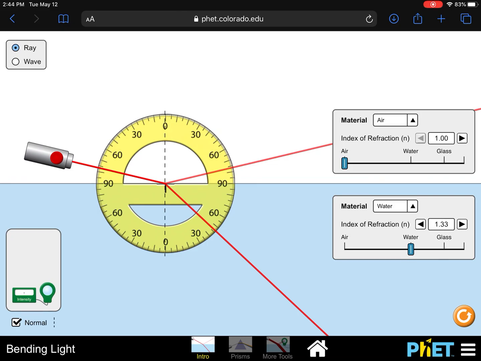So in this, we are given the index of refraction of 1 and the index of refraction of 1.33. Now, an index is basically a comparison. It's a number. So thinking back to last class, light, or waves, will refract, meaning bend, as they go into new mediums, because they will speed up or slow down.